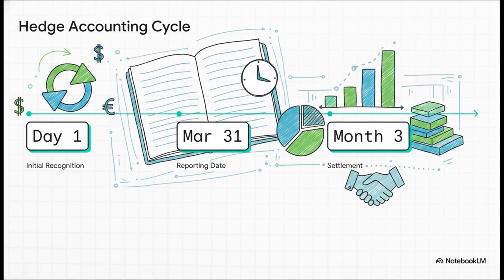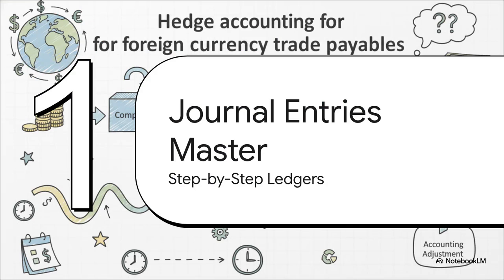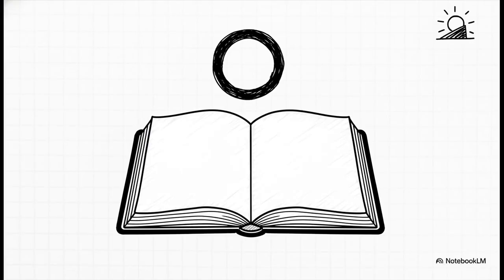Let's dive into the actual ledgers for each of these 3 stops, assuming the settlement of both the trade payable and the forward contract will be done on a gross basis. Here we go, Section 6, Journal Entries Masterclass, Step-by-Step Ledgers. Let's start right at the beginning. Surprisingly enough, at initial recognition on day 1, there is absolutely no journal entry passed. No way, right? But it's true. Why? Because at the exact moment you sign it, the fair value of the forward contract is exactly 0. There's nothing to record yet.